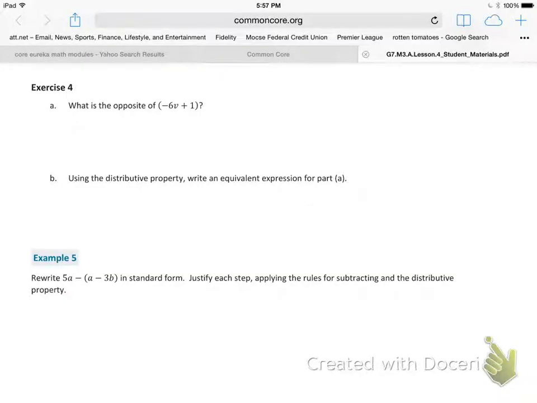Now, using what you've just learned, go ahead and do these two problems here in exercise 4. The first one asks you, what is the opposite of, in parentheses here, negative 6v plus 1? Go ahead and do A.